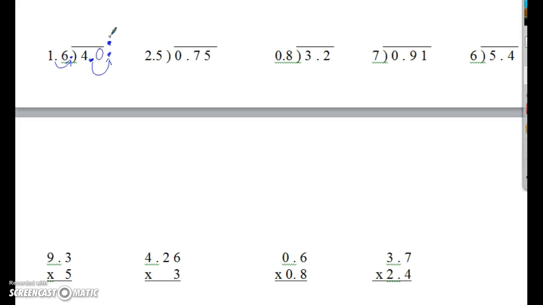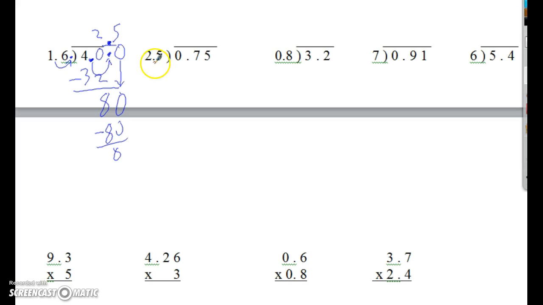So number of 16s in 40 goes 2 times. That would be 32. Subtract, I got an 8. We're not allowed to have remainders when we do decimals, but I can just add another 0 on after the decimal. 16s in 80 is going to be 5, and it comes out even, so there's my answer, 2.5.